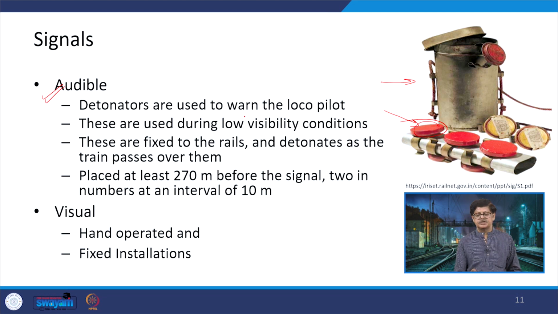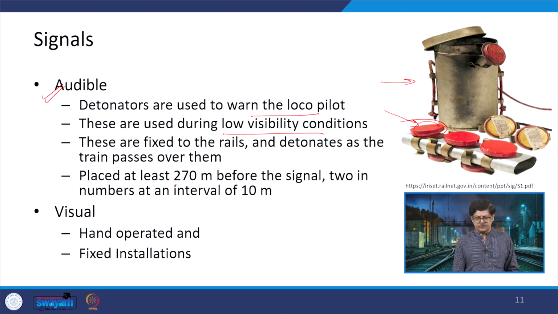So, these detonators are used to warn the loco pilot. They are used generally during the low visibility conditions. Say a fog is there, there is a problem for the loco pilot to see the signal, even though the signals and the beams which come out of those signals are of such intensity that they can penetrate, but if it is a very dense fog, then there is going to be a big problem. So, in those cases, just to alert the driver that you are approaching a signal, these detonators are placed on the rails. These are fixed to the rails and detonate as soon as the train wheel passes over it.